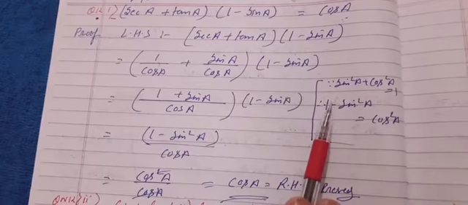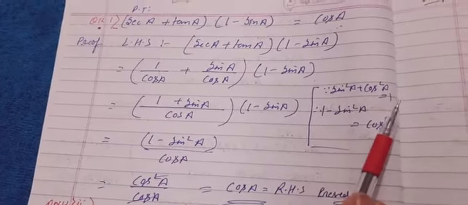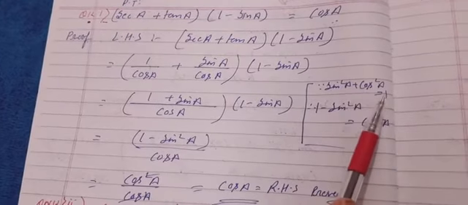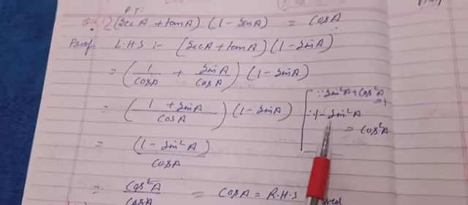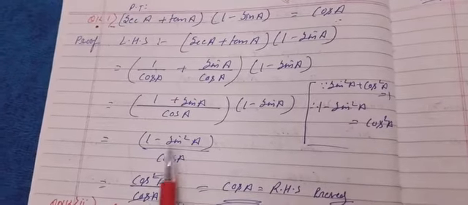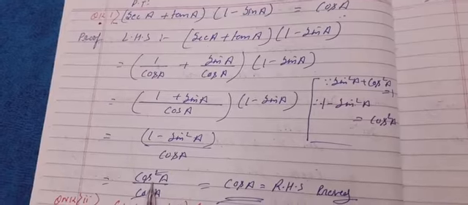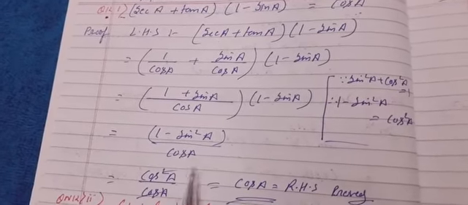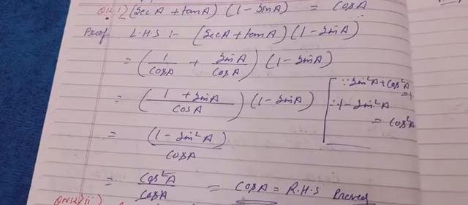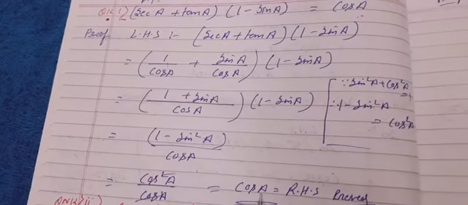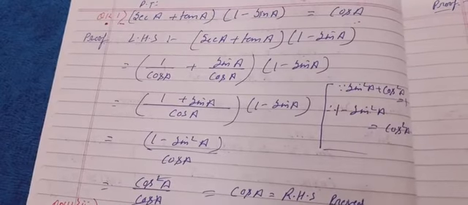Therefore, transferring sin square a to this side, cos square a is equal to 1 minus sin square a. So I have written here that 1 minus sin square a is equal to cos square a. So we replaced 1 minus sin square a by cos square a. Okay, and in the denominator there was already a cos a. So one cos a cancelled, so only cos a will be left here, and that was our RHS. So your question is verified or proved.